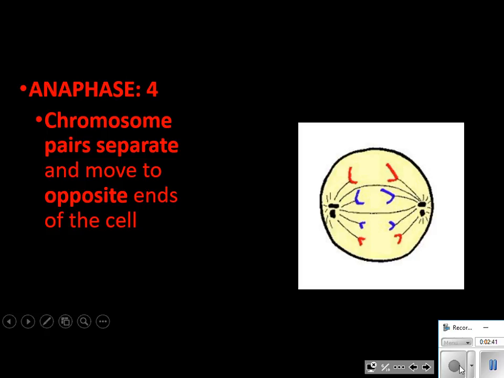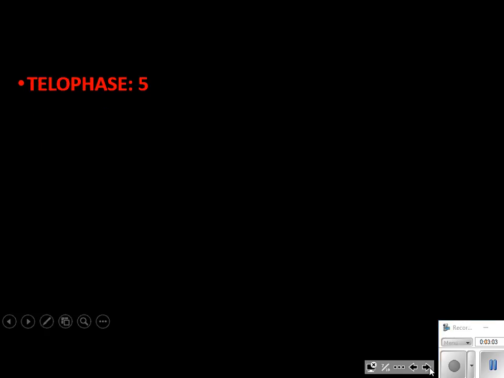Okay, so now we can see that the chromosome pairs have separated and they are moving to opposite ends of the cells. Okay. After anaphase comes telophase, which is number 5 on the diagram. Two new nuclei form.